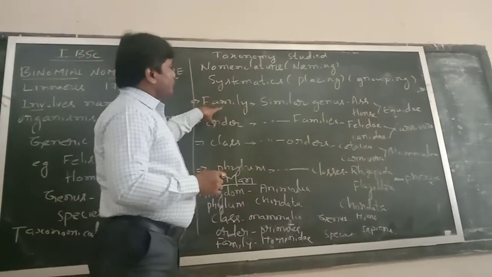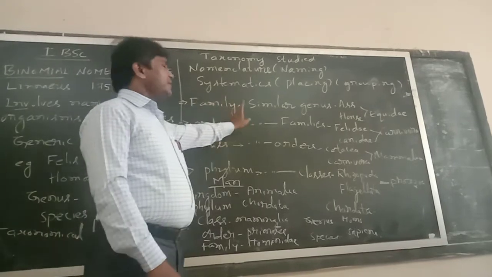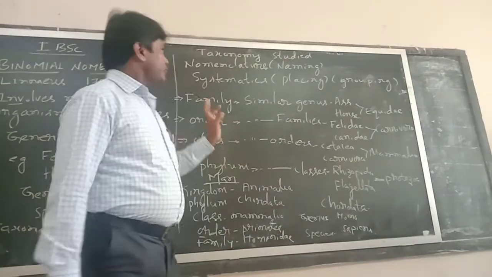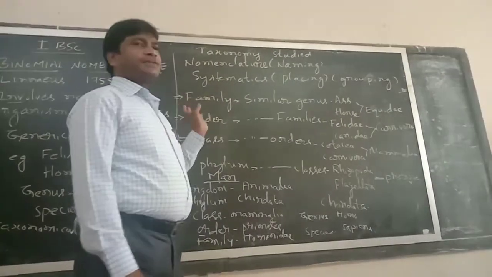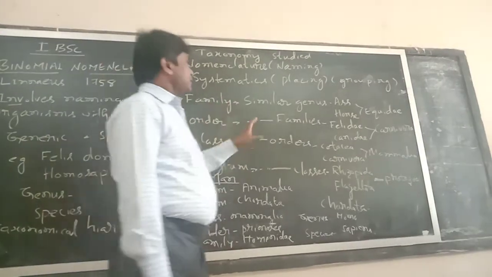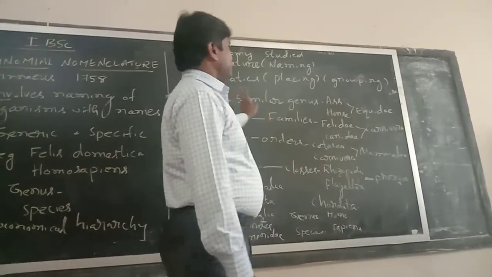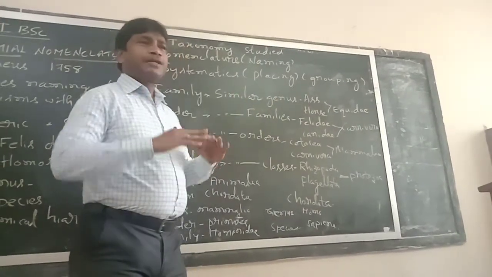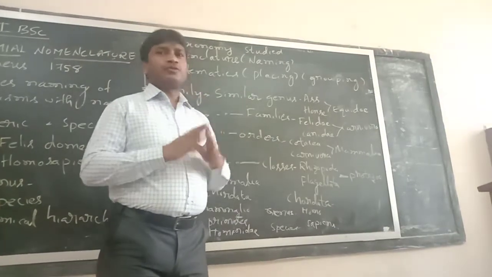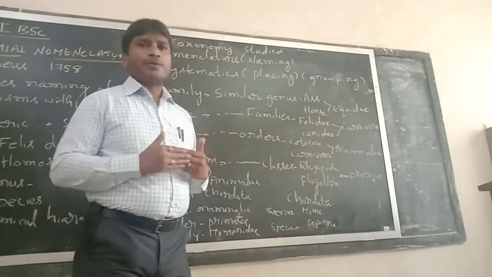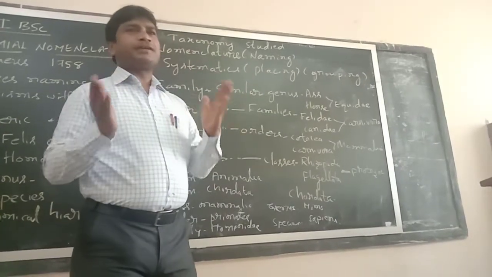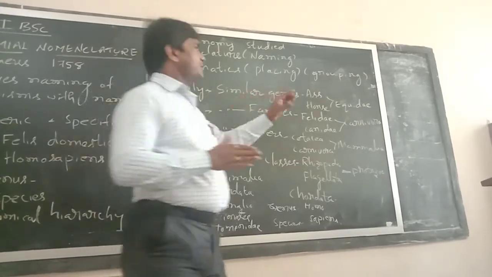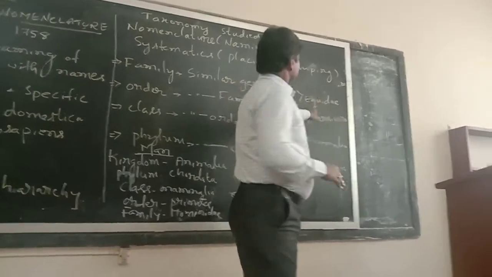Now we need to know the concept of family. The family is nothing but the group of two or more closely related genera. So that is called as the family. For example, horse as well as ass. They are different species, but they look alike and have some characters in common. Horse as well as donkey are different from each other, but they have some characters in common. So they have their own family, that is called Equidae.